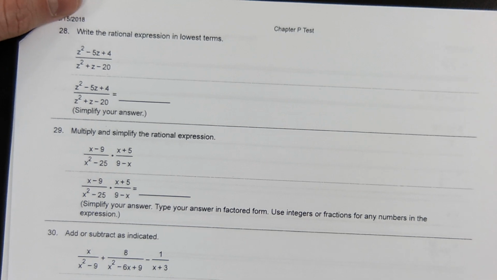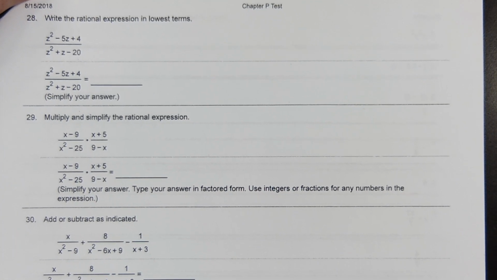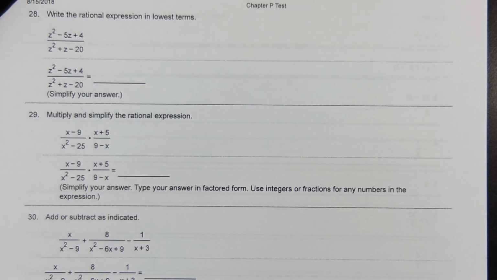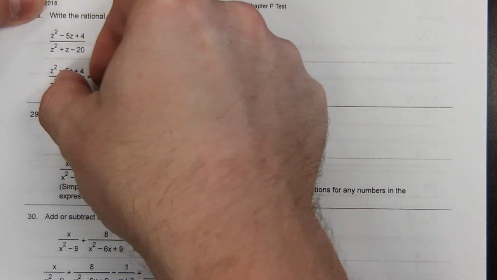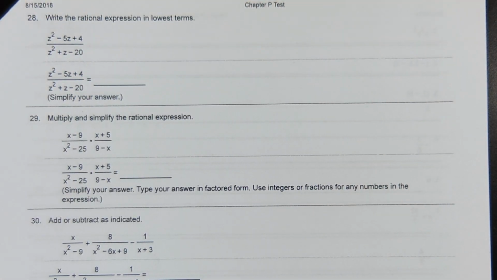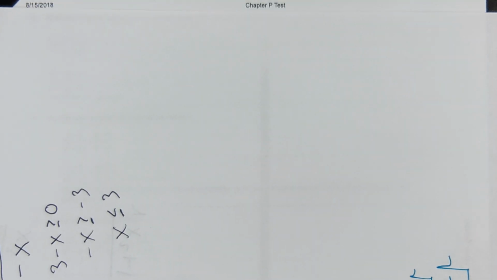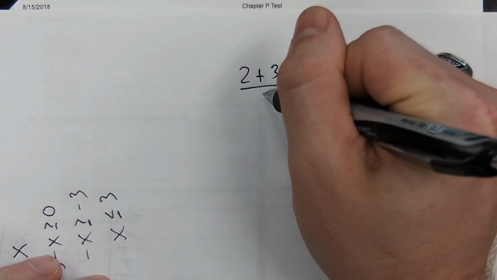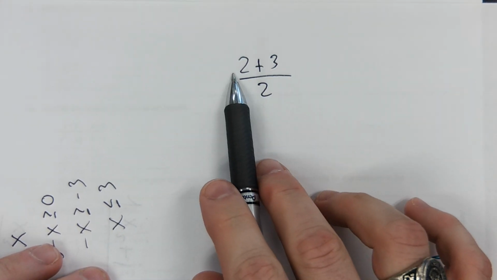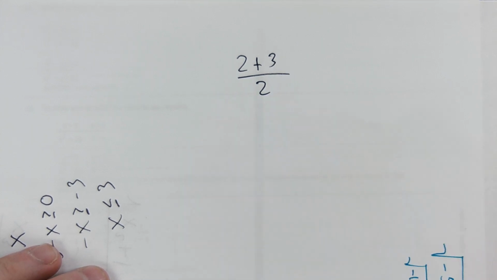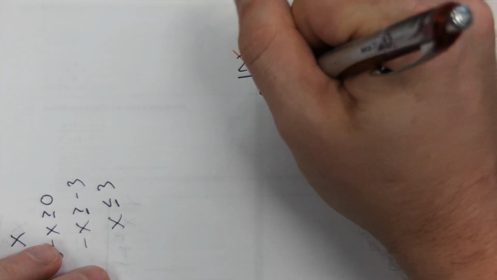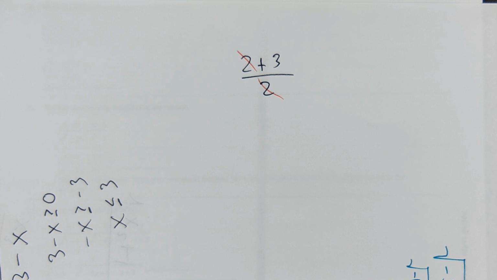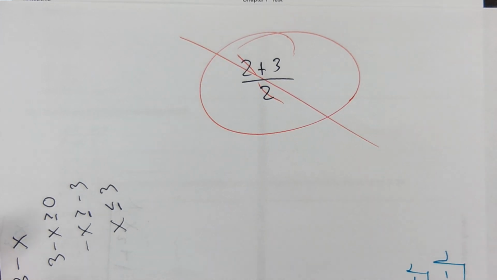All right. Rational expression in lowest terms, that means factor and simplify. Students will often want to cross off the z squared and the z, but you can't do that, and I can prove it to you with numbers. Check this out. 2 plus 3 divided by 2. I think everybody and their dog can see that this is the number 5 over 2. But if you tried to do this, you would get 3 over 1, which is not allowed. 3 over 1 is not 5 over 2. So you cannot do that.